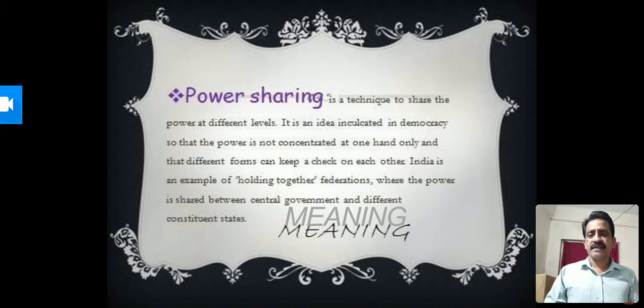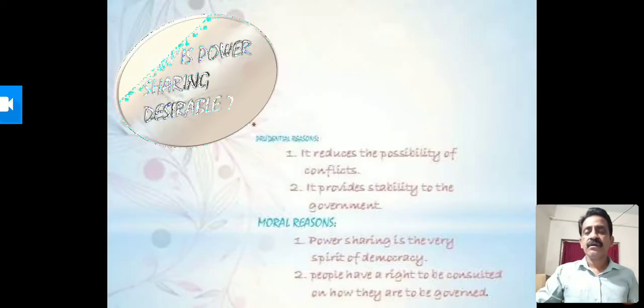India is an example of a holding together federation where the power is shared between the central government and different constituent states. Remember, India's power sharing system is a holding together federation where the power is shared between the central government and different constituent states.